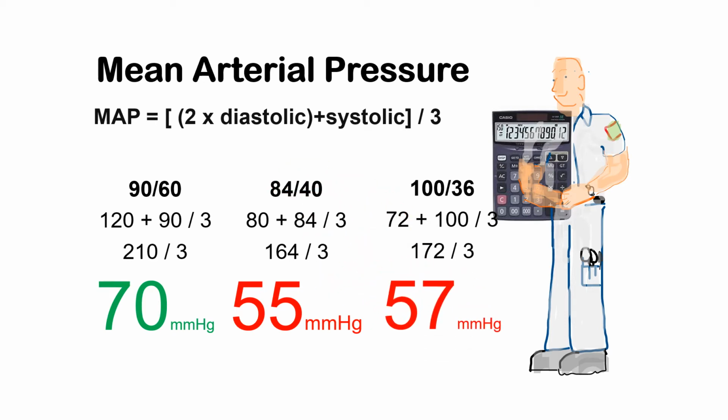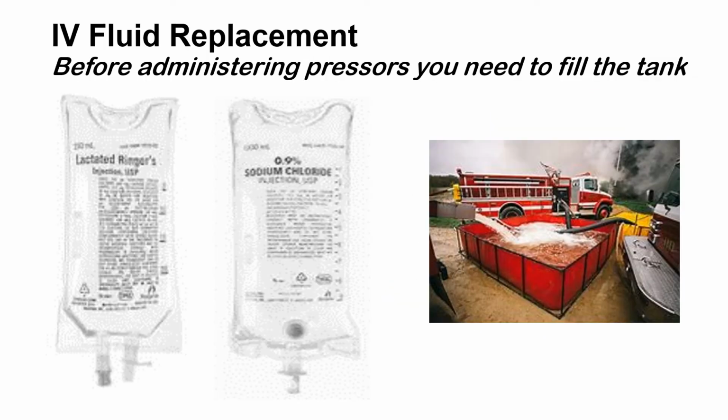So despite the fact that you have a systolic blood pressure on one side of 100 and a systolic blood pressure on the other of 90, the 90 over 60 actually has an adequate MAP. Before administering pressors, you need to fill the tank. So you will be administering lactated ringers or sodium chloride to your patients prior to the administration of pressors in most cases.